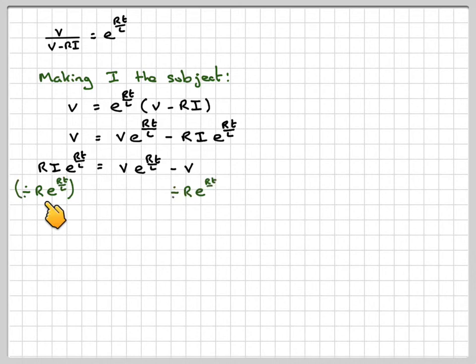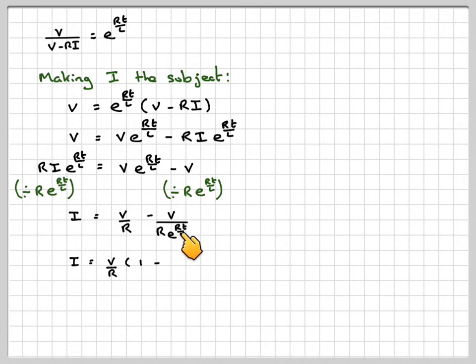Divide both sides by R e to the Rt over L, which means on this side we just get i. Here we're going to have V over R, and the e's to the Rt over L will cancel out. So we'll get V over R minus, here, V over R times 1 over e to the Rt over L. We could take out a common factor of V over R, and we're going to be left with 1 minus, now 1 over e to the Rt over L becomes e to the minus Rt over L, as required.